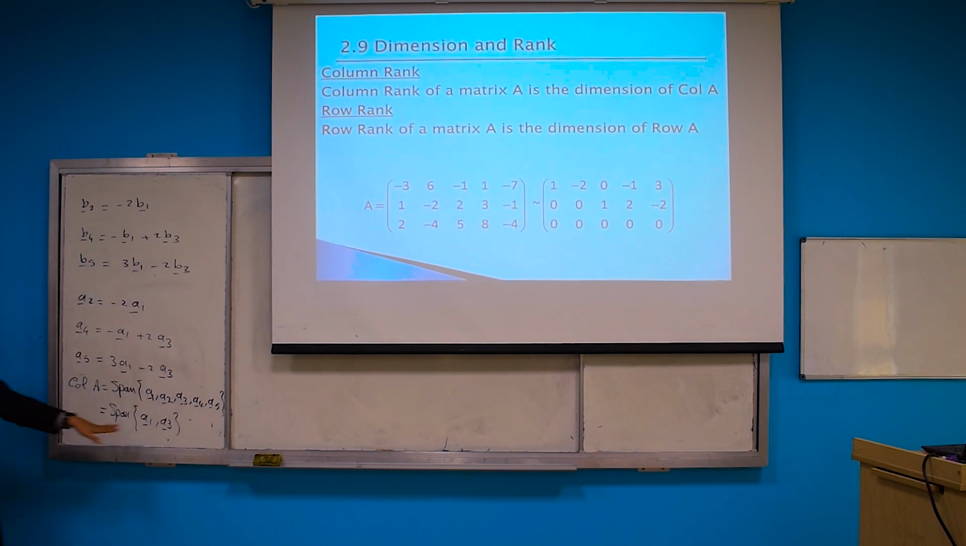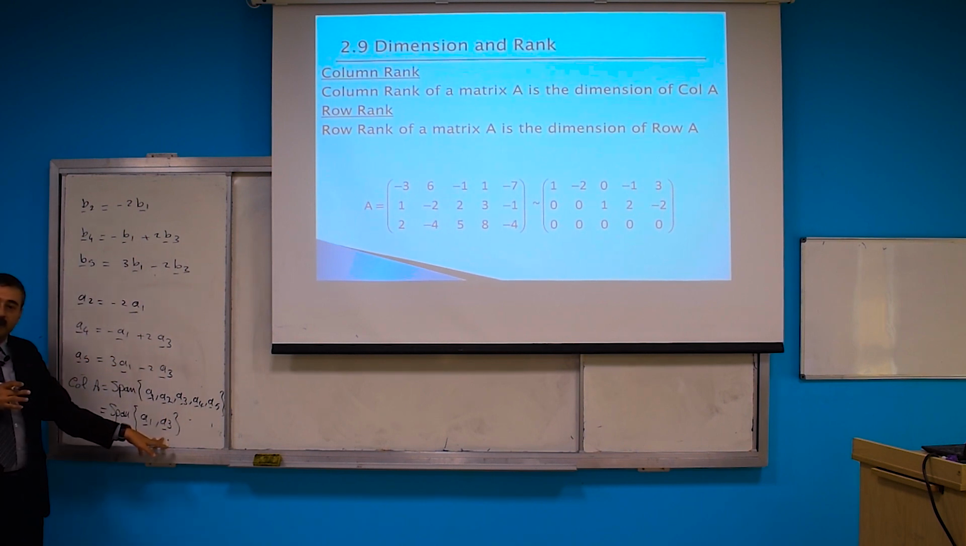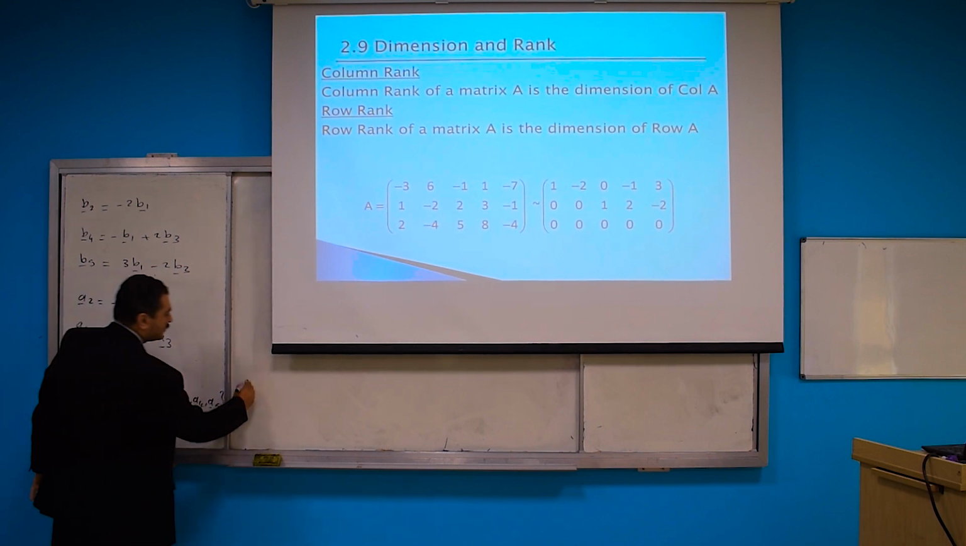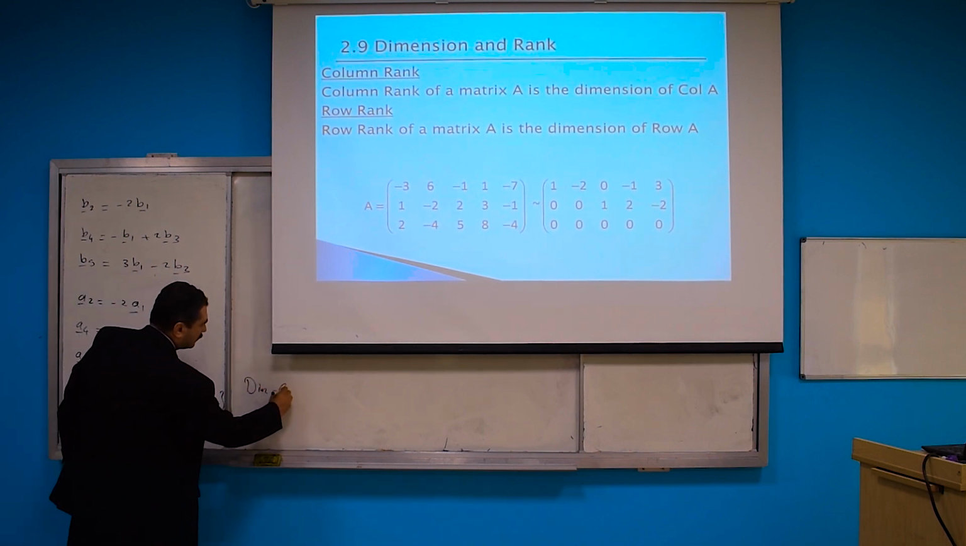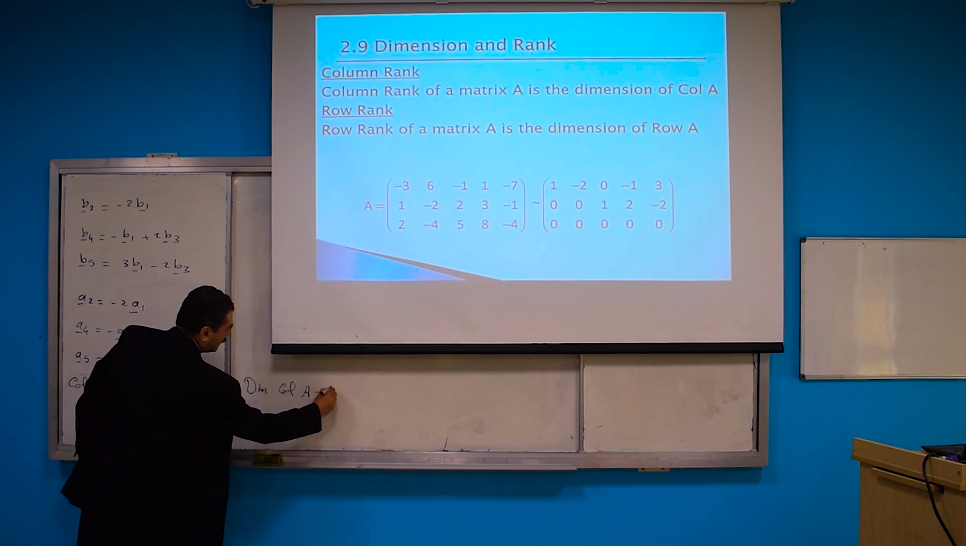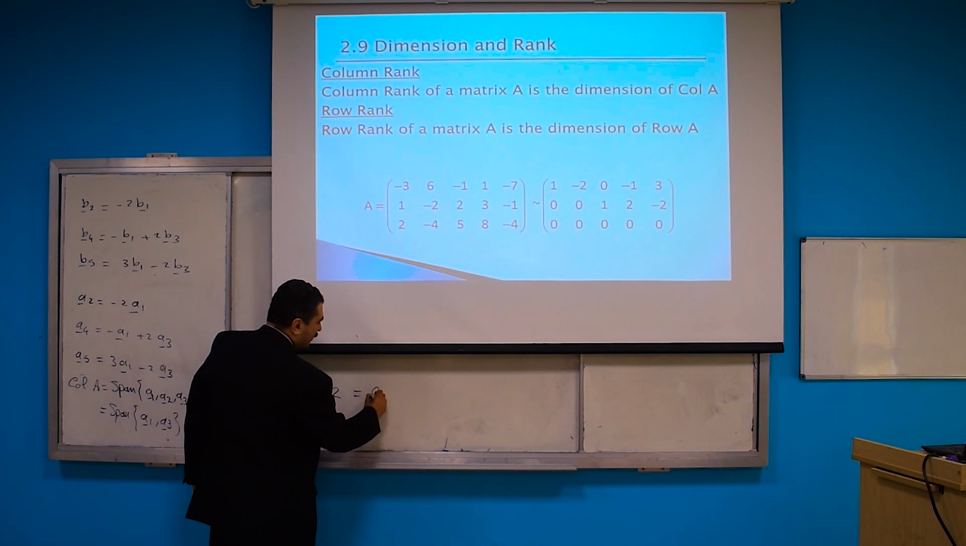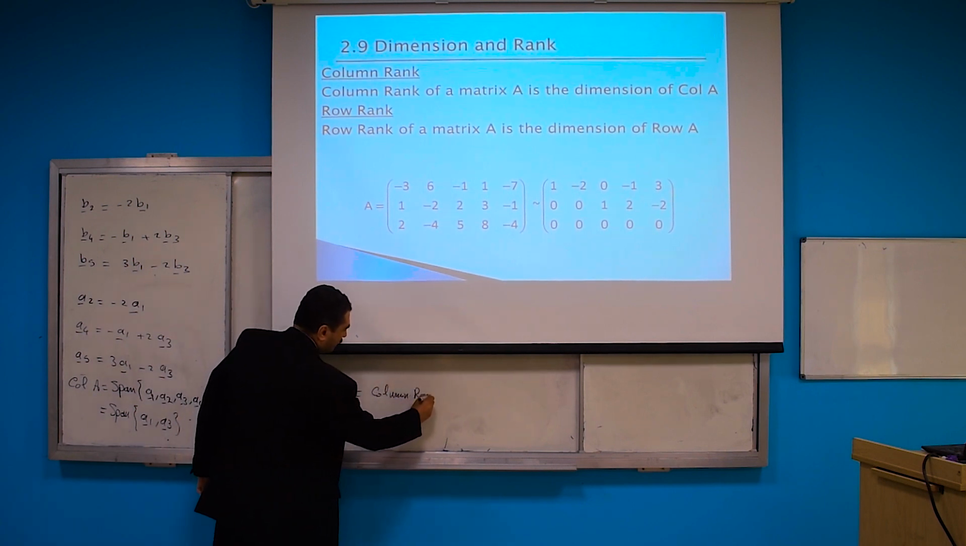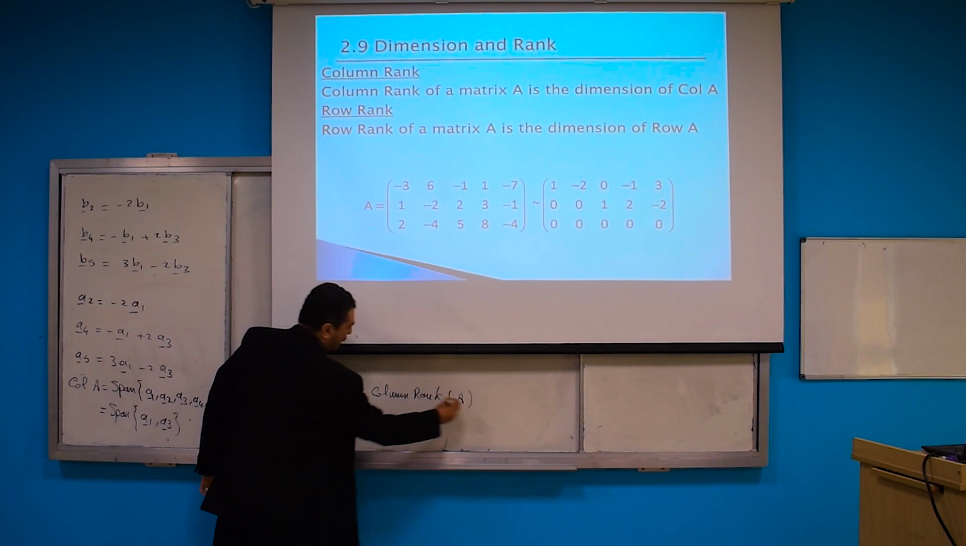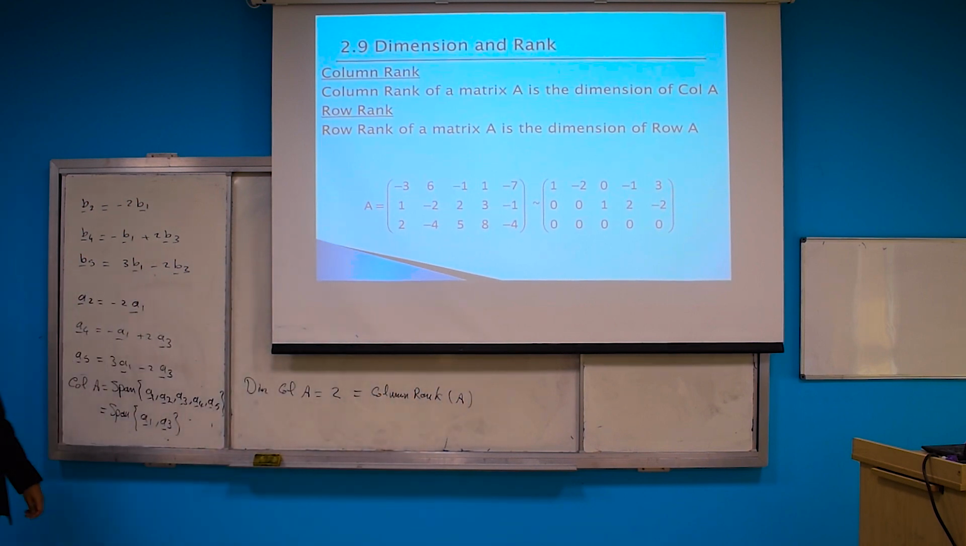And then, so this is the basis actually for the column space. So the dimension of the column space would be 2. And this is defined to be the column rank of A. What about the row rank?